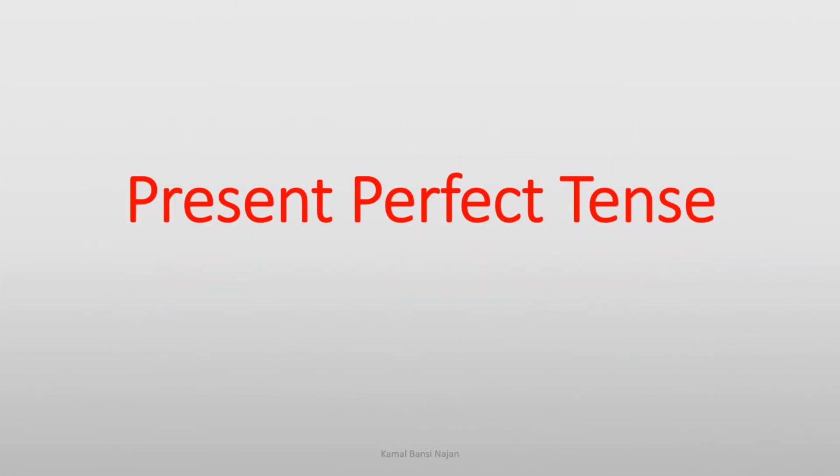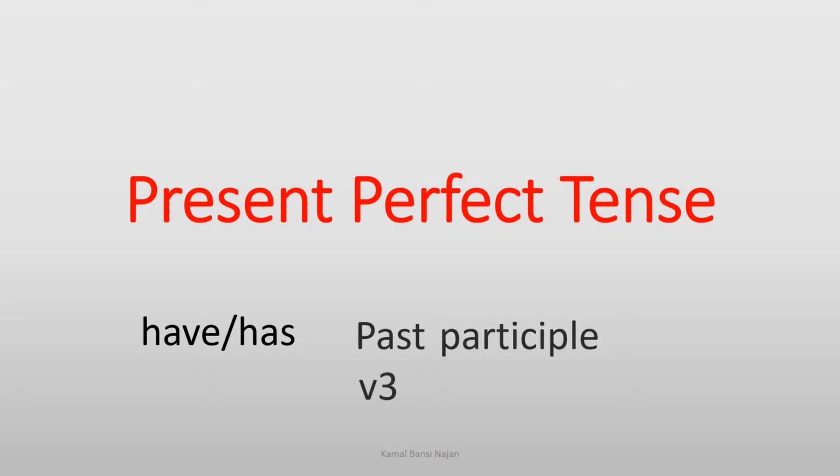Present perfect tense. Have, has indicates present tense and past participle, verb 3, indicates perfect tense. In present perfect tense, the action is happened in present tense and it is completed. It is completed, so it is present perfect tense.